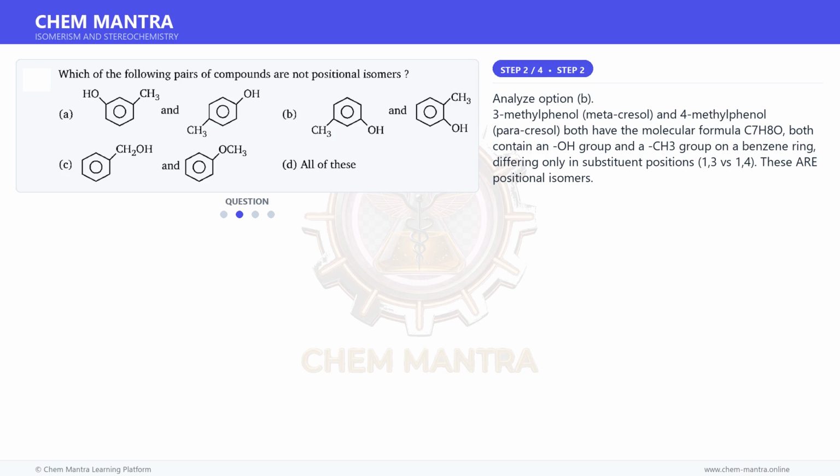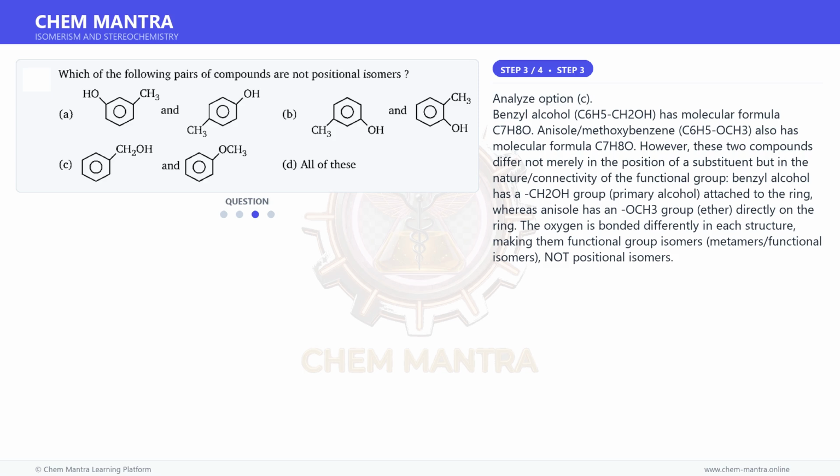Analyze option B. 3-methylphenol, metacresol, and 4-methylphenol, paracresol, both have the molecular formula C7H8O, both contain an OH group and a CH3 group on a benzene ring, differing only in substituent positions 1, 3 versus 1, 4. These are positional isomers. Moving on to the next step.